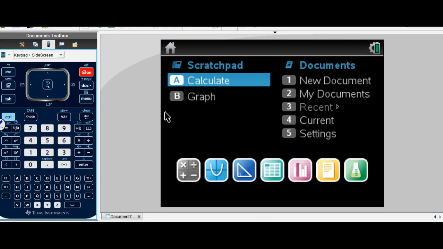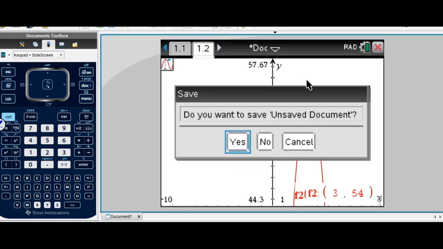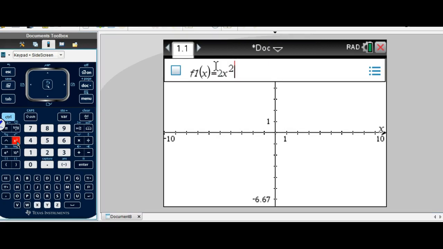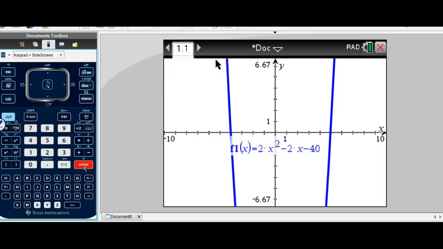Go to your calculator. We have 2x squared minus 2x minus 40. Yes, minus 40. Our solutions are the same as roots, zeros, and x-intercepts. So we're looking for the zeros here. These are pretty easy to just look and spot counting. If it were decimals, then we would have to go to either trace or analyze graph.